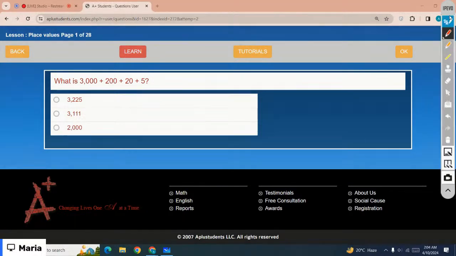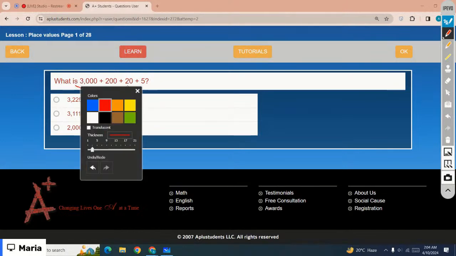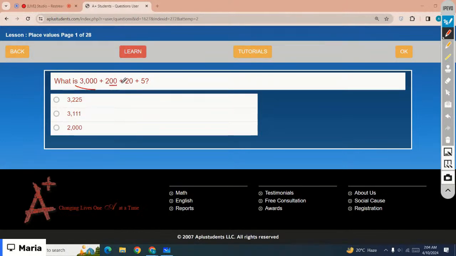Basically the 3000 tells you 3 is the digit at the thousands place. 200 tells you 2 is the digit that is at the hundreds place. 20 tells you 2 is the digit that is at the tens place, and 5 is at the ones place, right? So together they all make 3, 2, 2, 5. 3 is the digit at the thousands place, 2 is the digit at the hundreds place, 2 is the digit at the tens place, and then you have 5. So that together they make 3225, right? The correct option is option number 1.